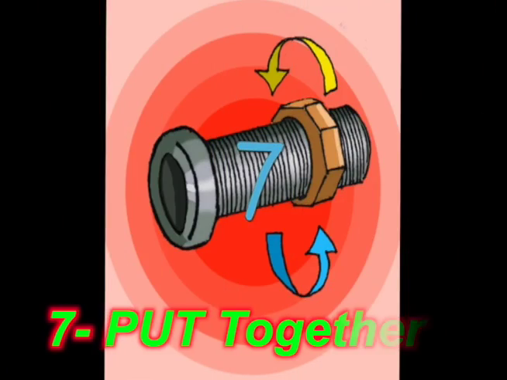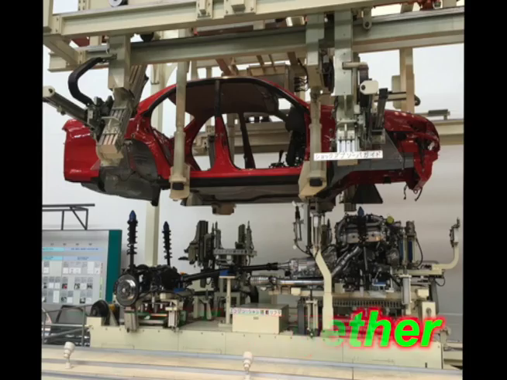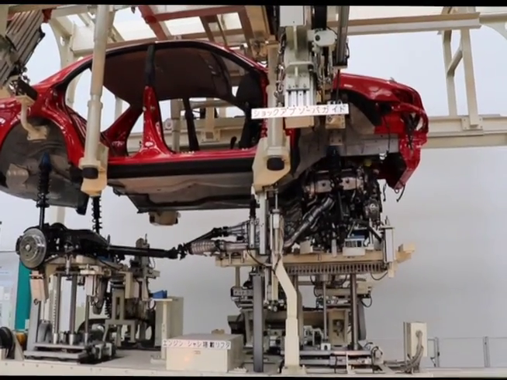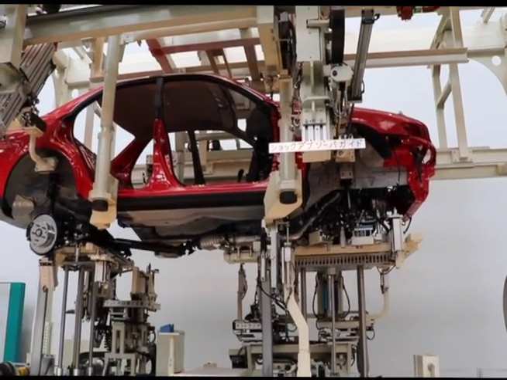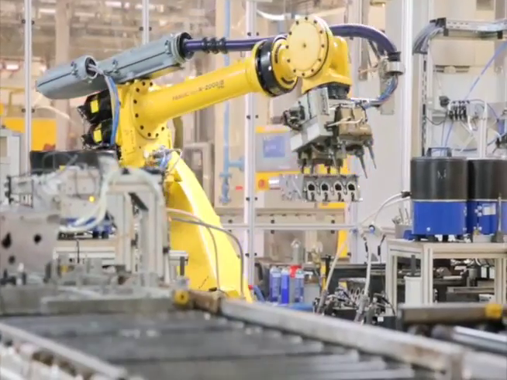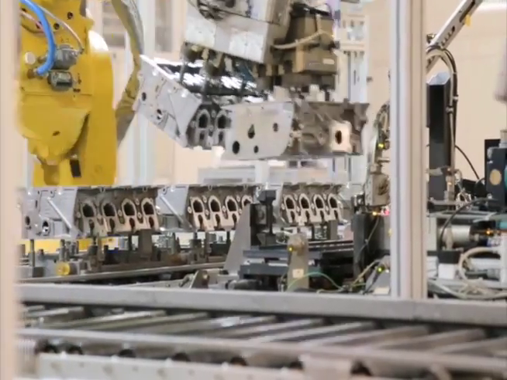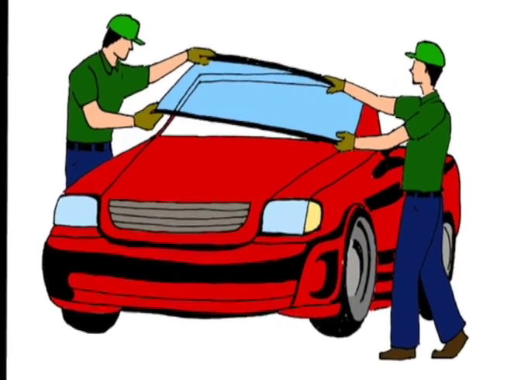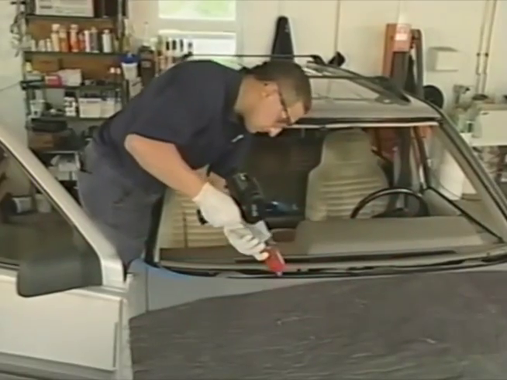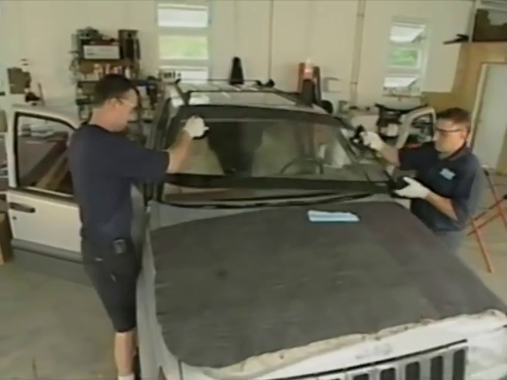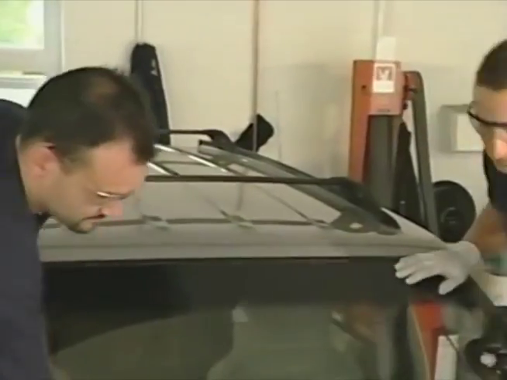Last, we put together or assemble all the car parts. This automated assembly tool installs major systems. Robots do heavy lifting and strong assembling. People do delicate work like installing windshields. The windshield is glued in place.